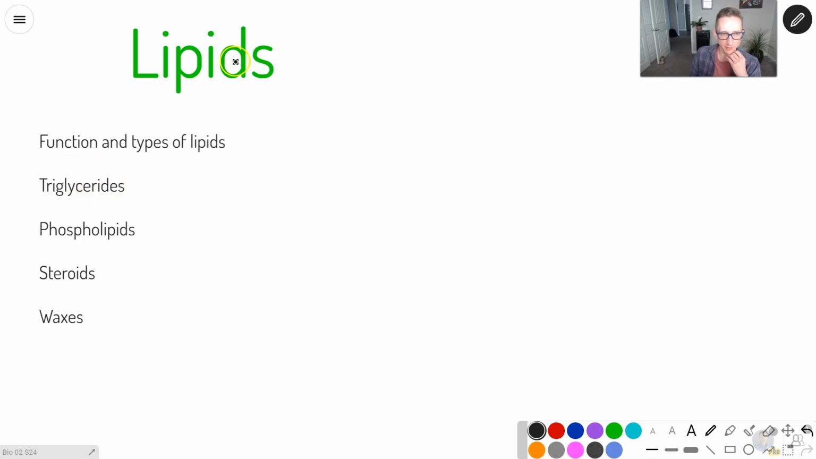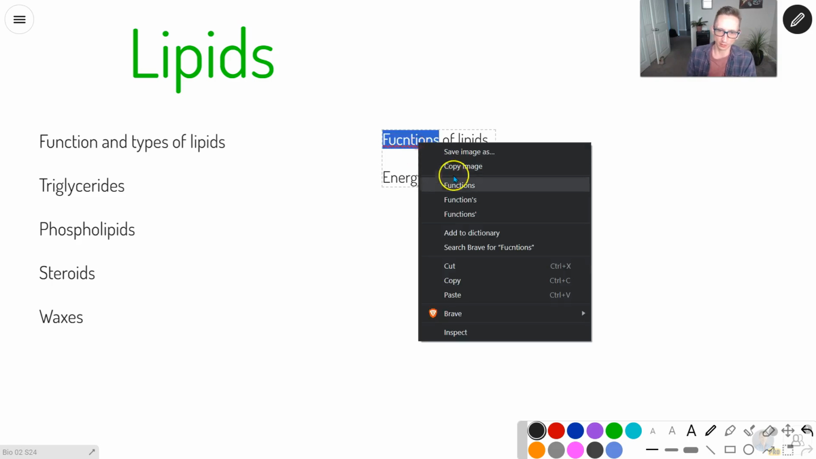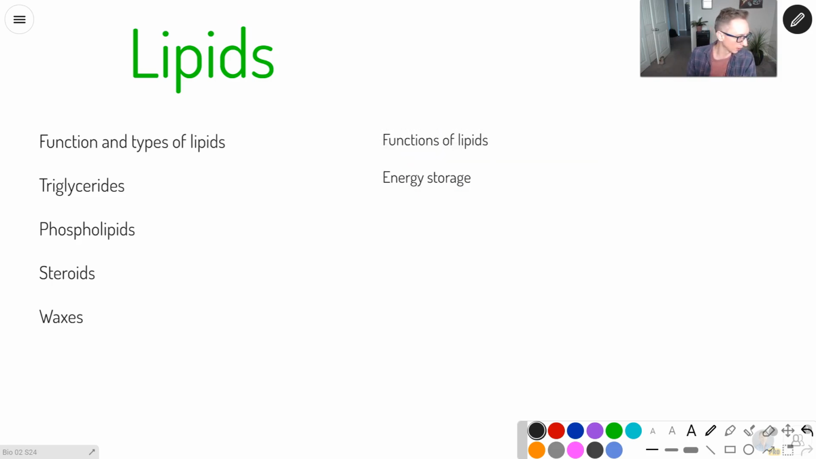So let's talk a little bit about lipids in general and what they're doing for living beings and for the cell. The first thing that they're kind of doing, so functions of lipids, is energy storage. They're an energy source.